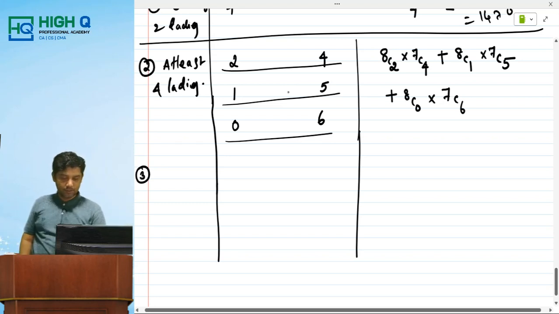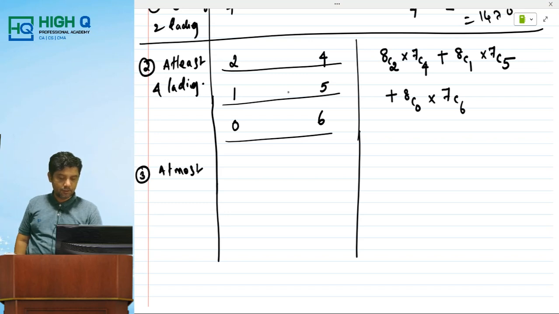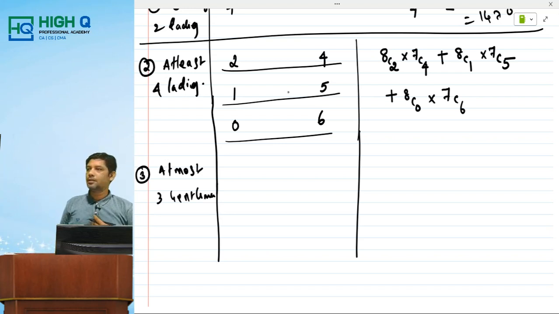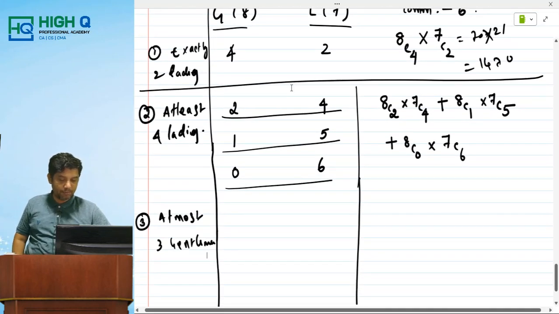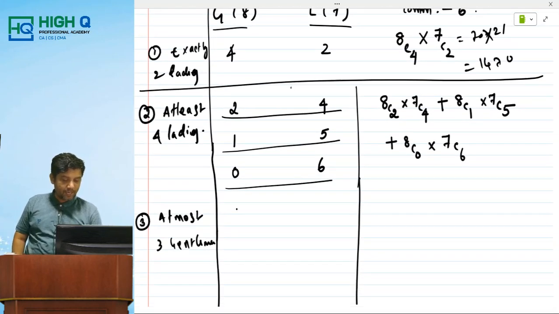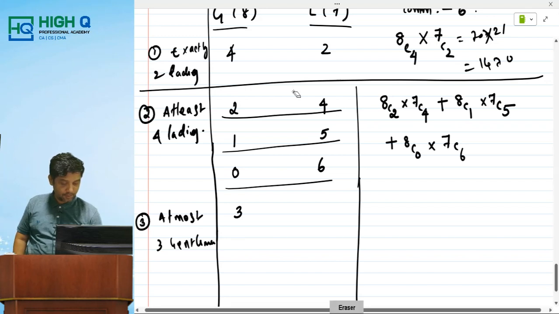Okay. At most 3 gentlemen. What is at most 3 gentlemen? Maximum 3 gentlemen. Look at this. What is meant by that, my dear? Maximum 3 gentlemen means, sir, I can have 3 gentlemen or 2 or 1 or 0.